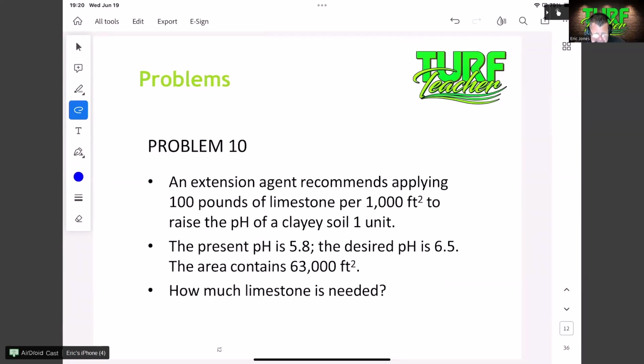Problem number 10. An extension agent recommends applying 100 pounds of limestone per 1,000 to raise a clay soil by 1 unit. The present soil pH is 5.8 and the desired pH is 6.5. The area contains 63,000. How much limestone is needed?